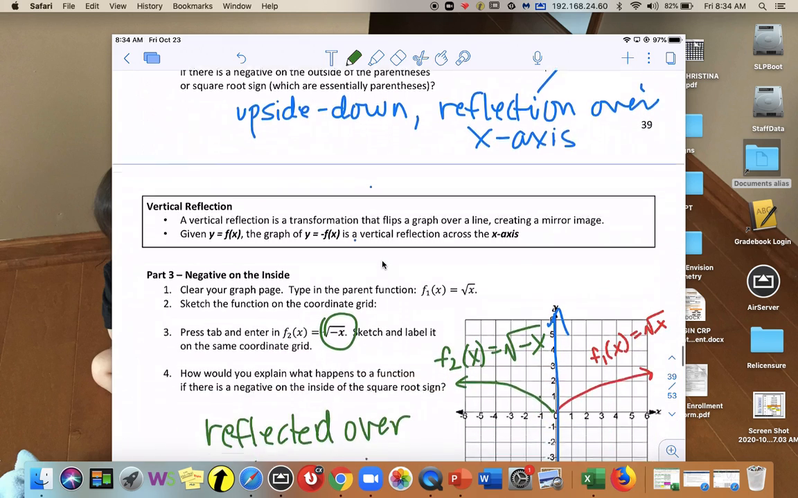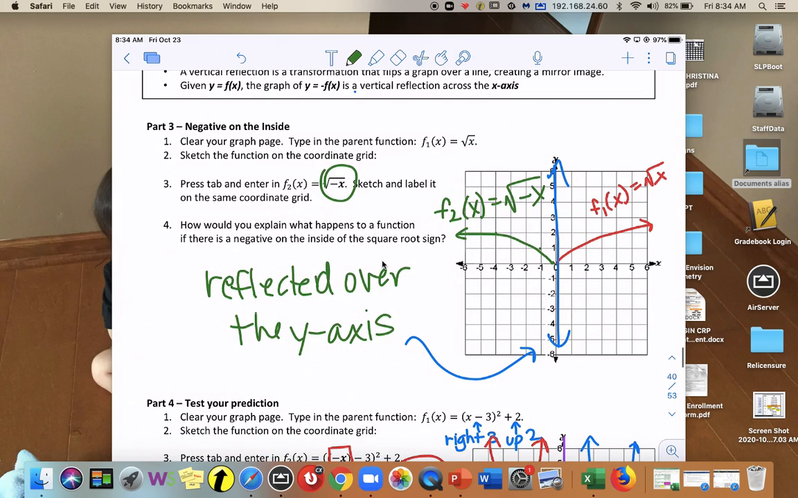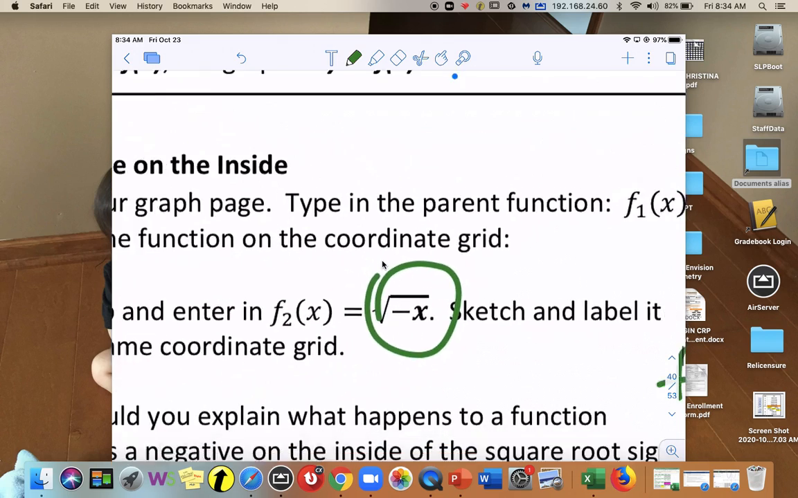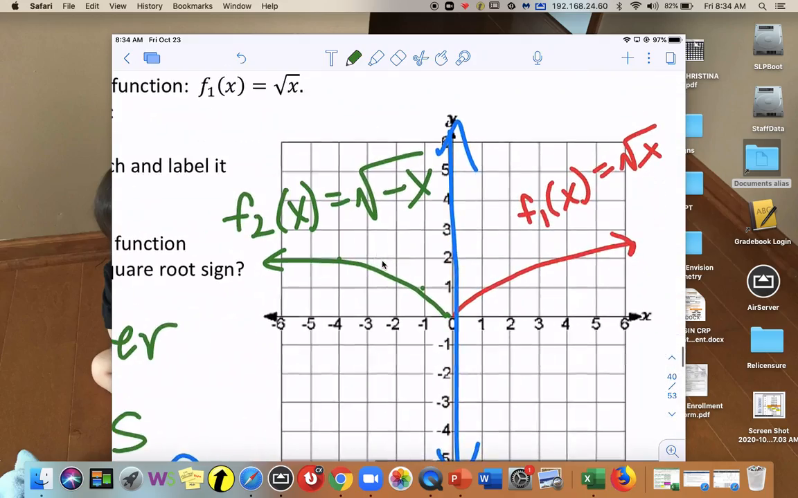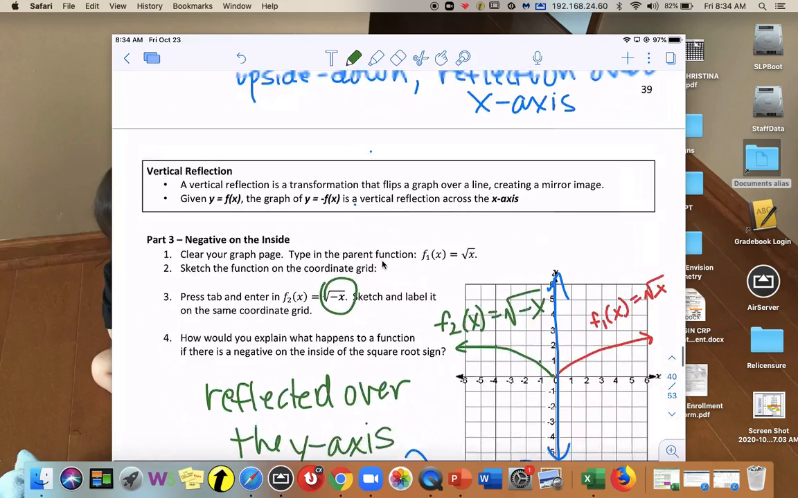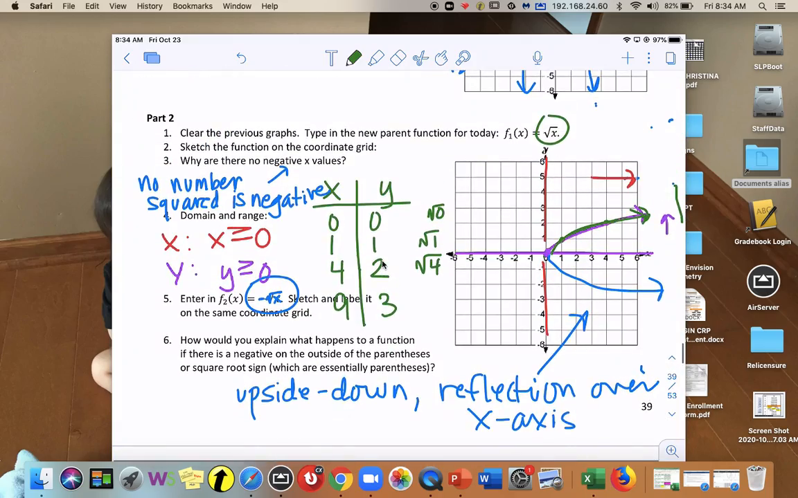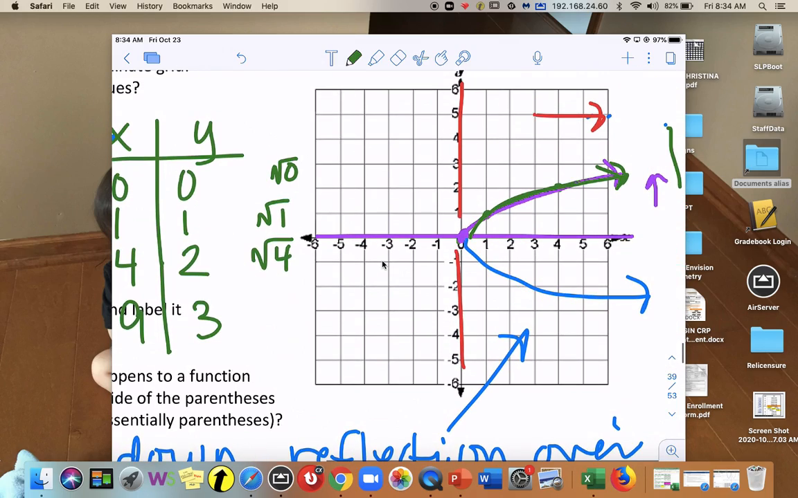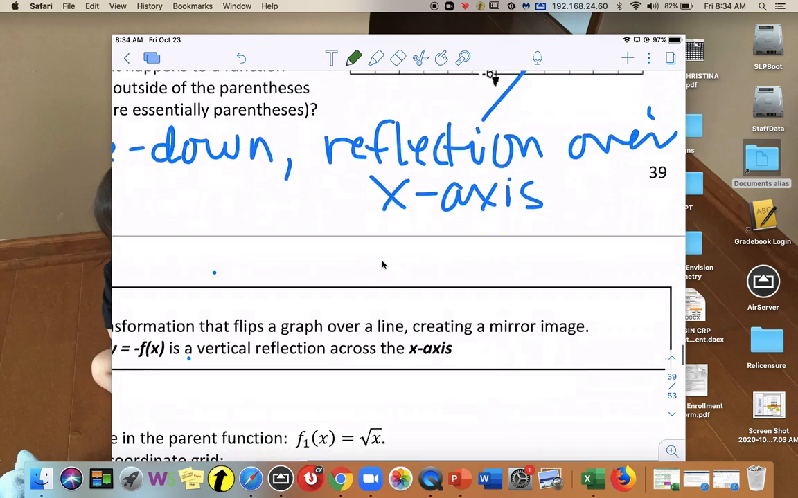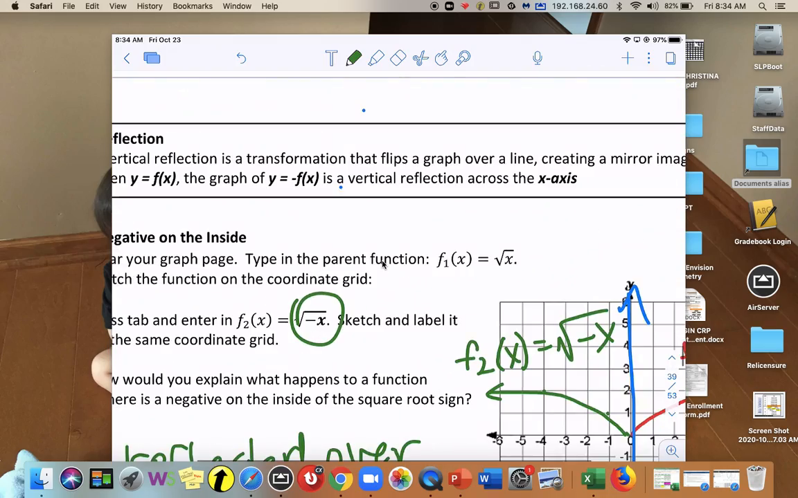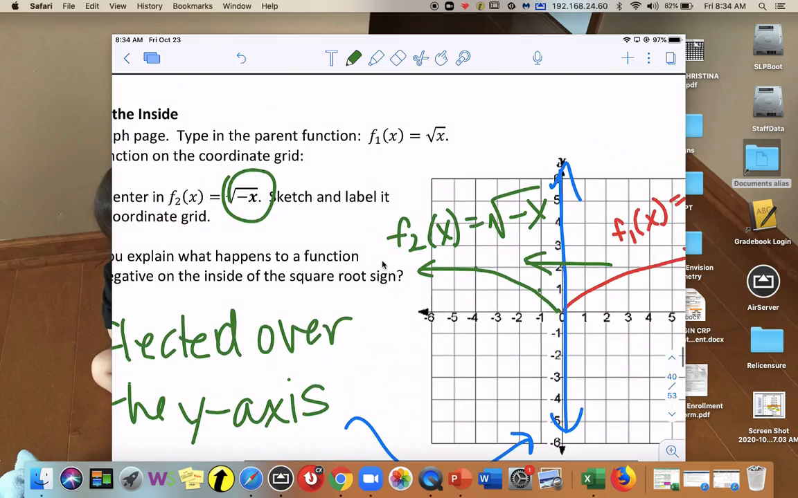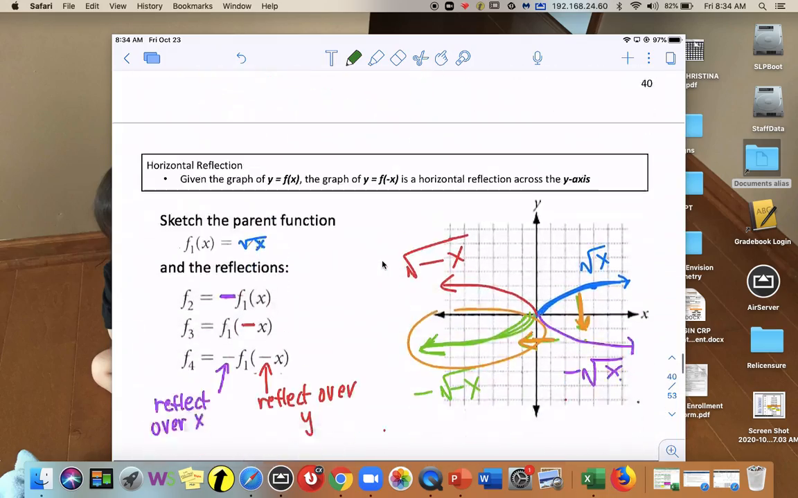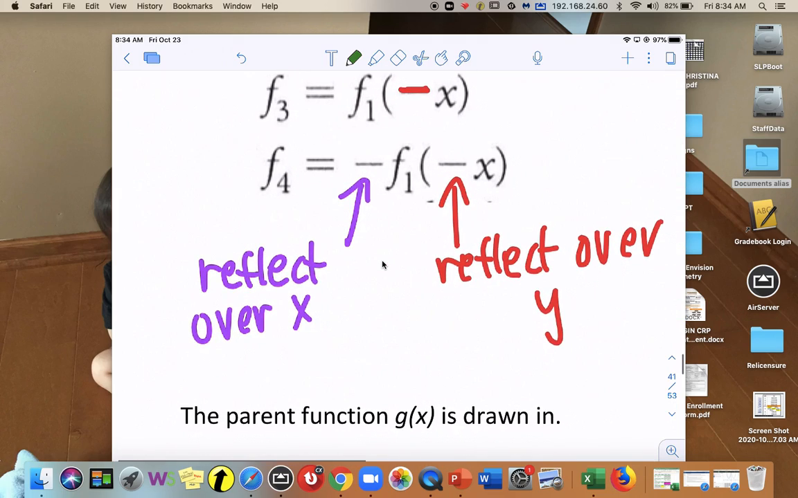And then the second thing is you have to know how a negative affects how the graph reflects. So again, if it's on the inside of the parentheses or square root, it's over the y. I should do over the x first. All right, so if it's on the outside of the parentheses right here, it's over the x, which is this way. If it's on the inside of the parentheses, it's over the y value, so this way. And then you could have both of them where it reflects over the x and over the y.